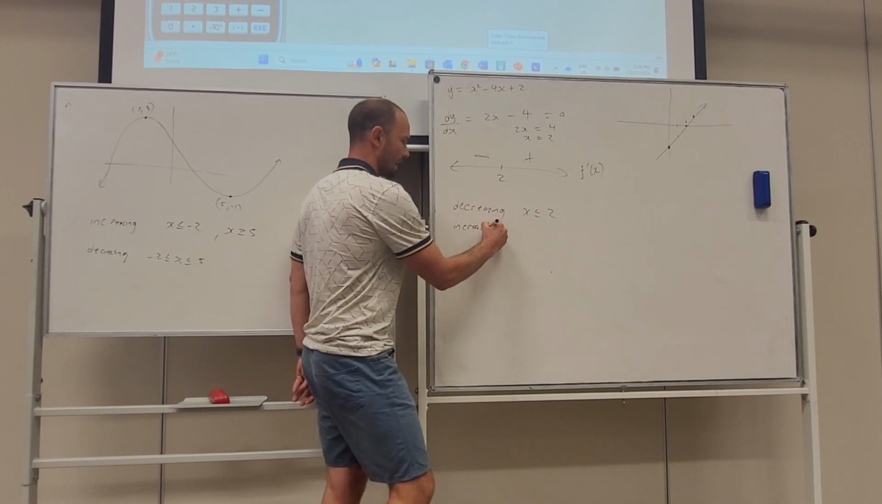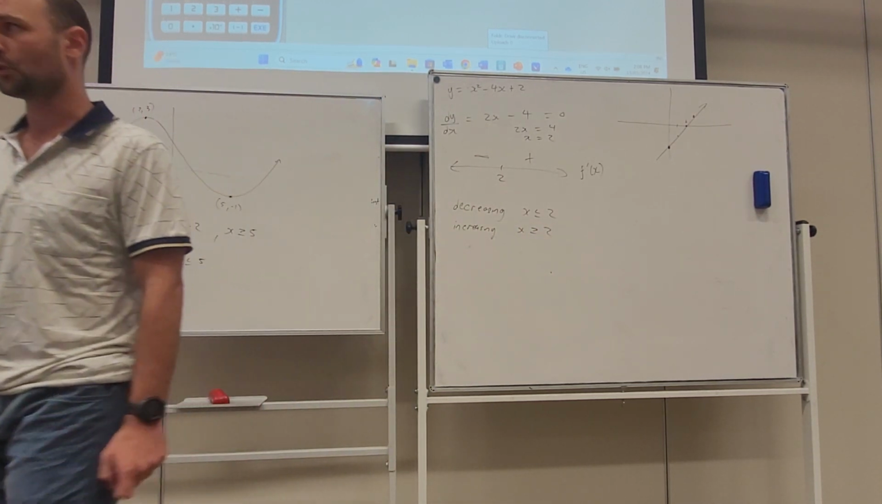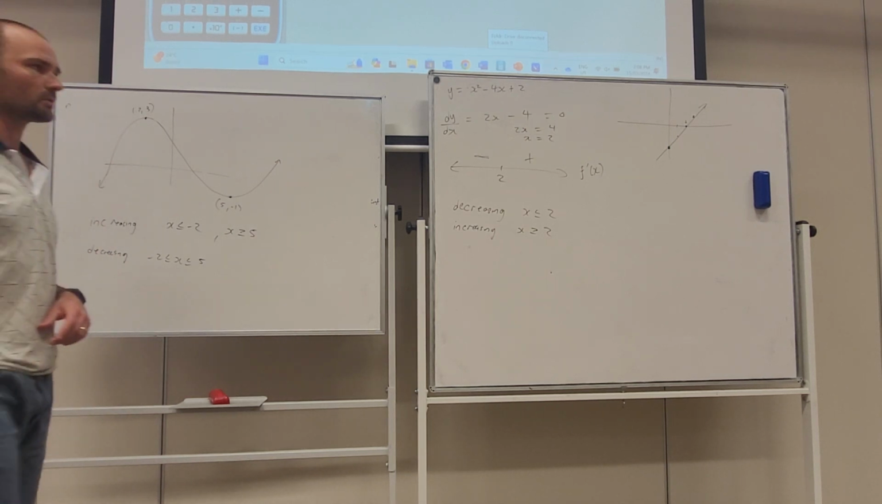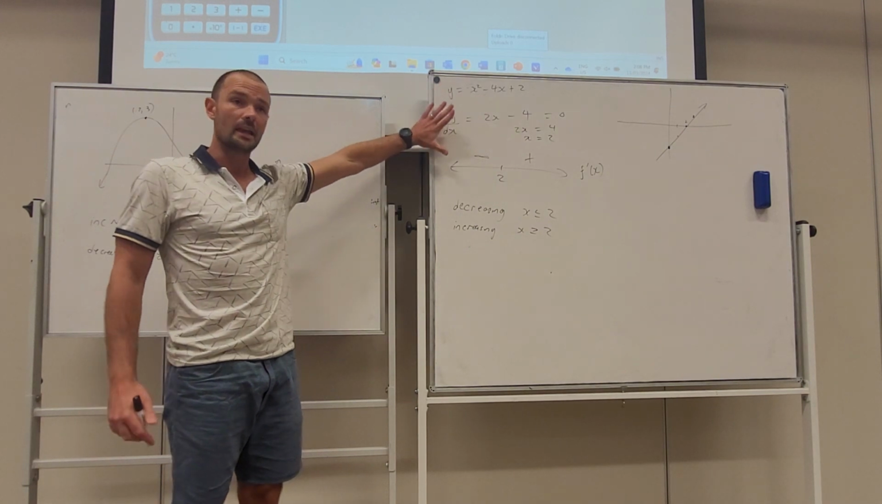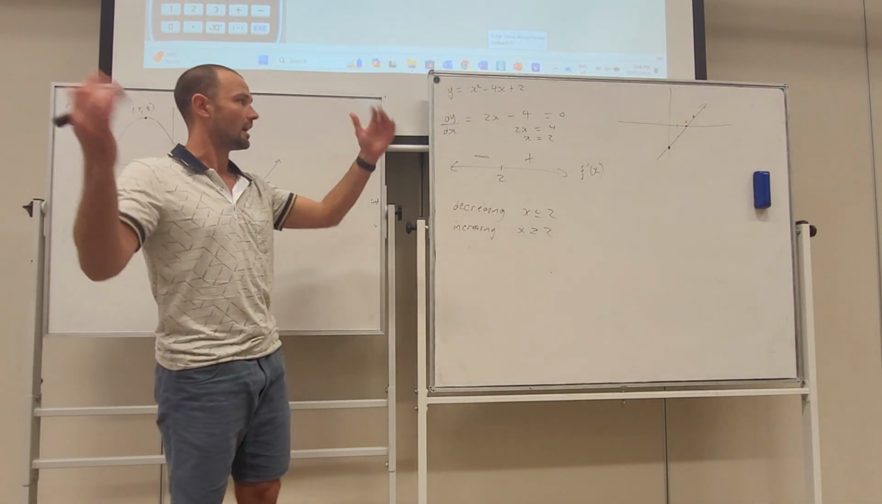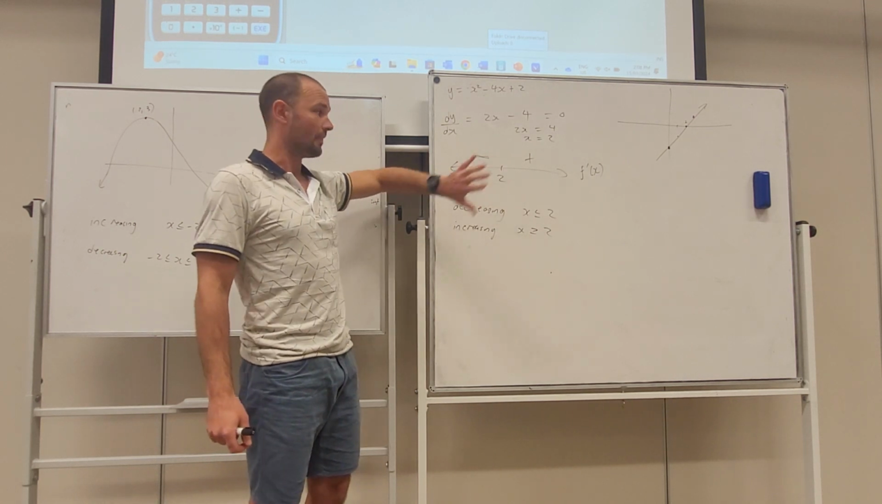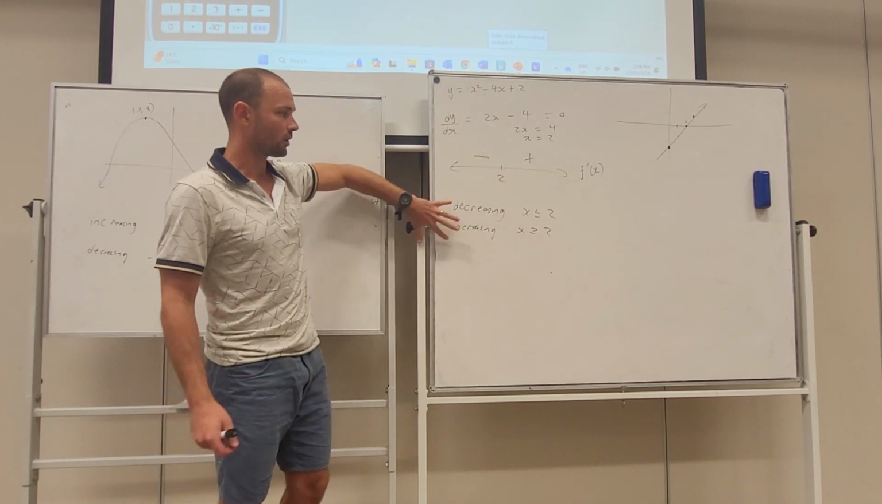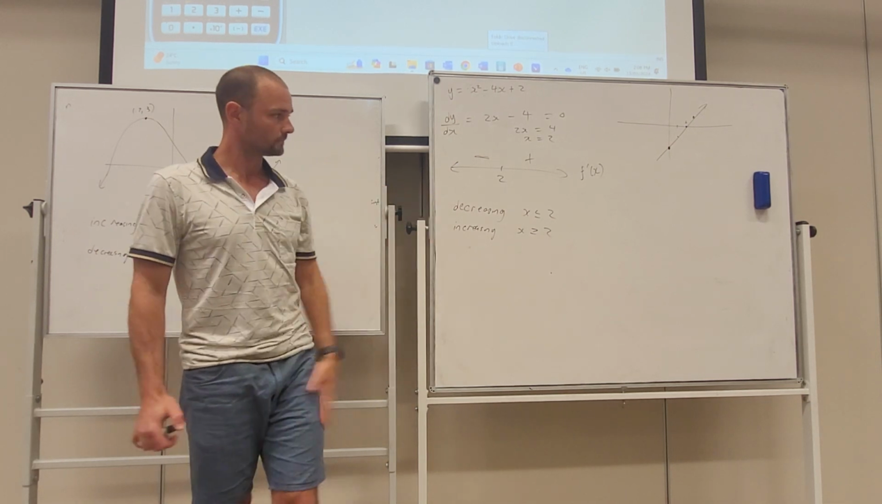And then following that, it is increasing for values larger than 2. Okay, positive slope for values larger than 2. So that's a really easy example of what we're doing here today. We're finding the derivative, we're drawing its sign diagram, and then based off the sign diagram, we make comments about where it is increasing and where it is decreasing.